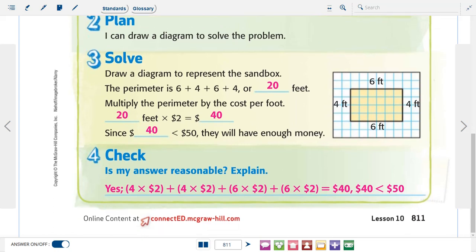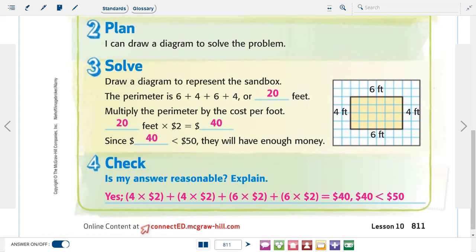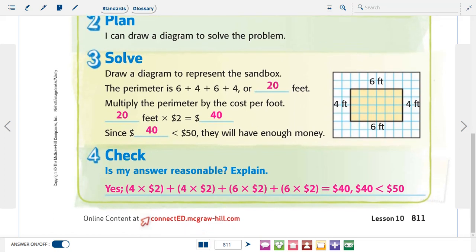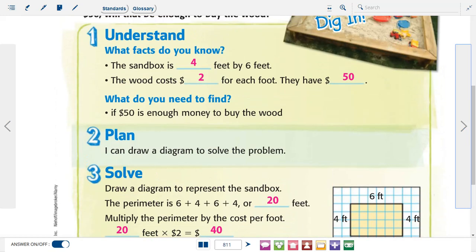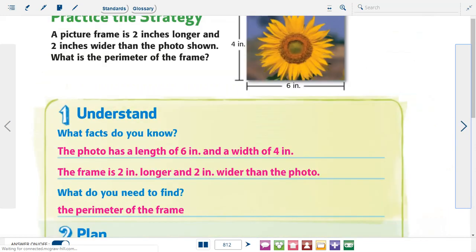Is my answer reasonable? Explain. It is, because if we want to find the cost of each side, I will multiply 4 by 2, 6 by 2, 4 by 2, and 6 by 2. When we add the answers, it will cost $40. So yes, 40 is less than 50. They have enough money. I'm going fast, I know this, but this lesson is not new at all.